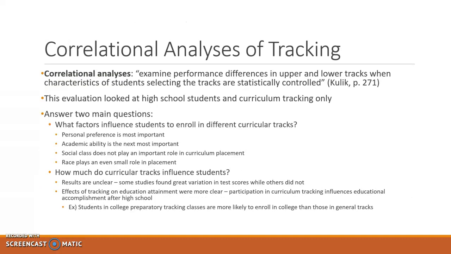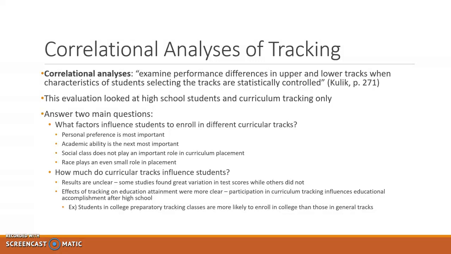Another type of analysis that Kulik looked at is correlational analysis. And he defines this as examining performance differences in upper and lower tracks when characteristics of students selecting the tracks are statistically controlled. So this evaluation looked at high school students in curriculum tracking only.